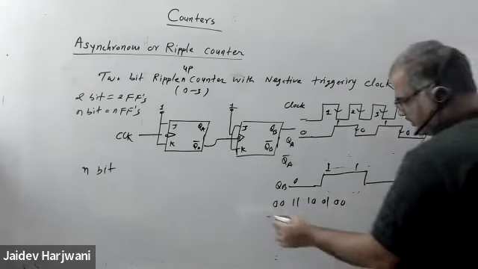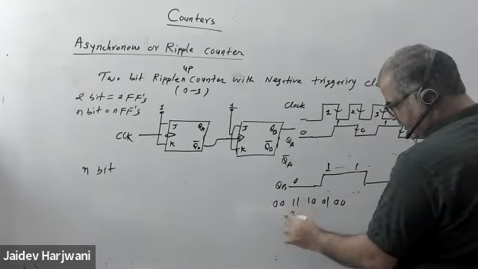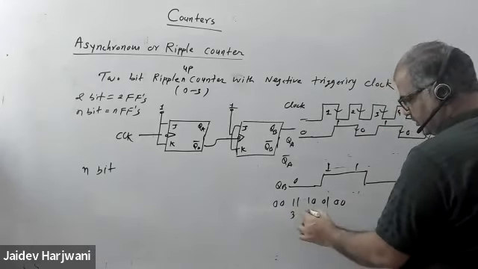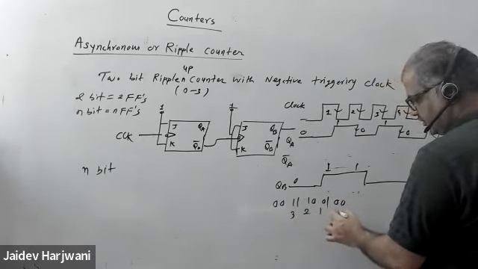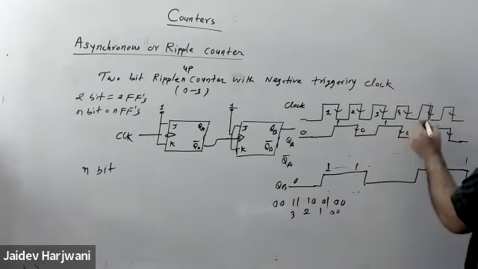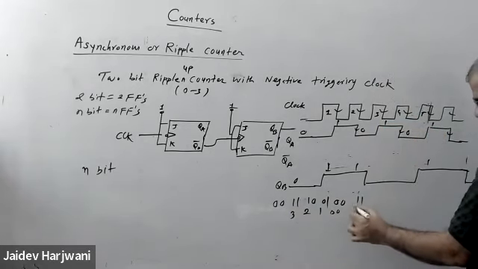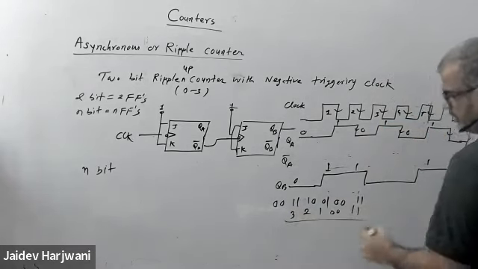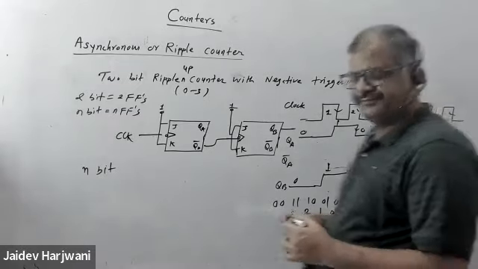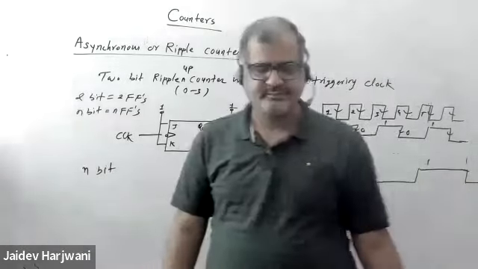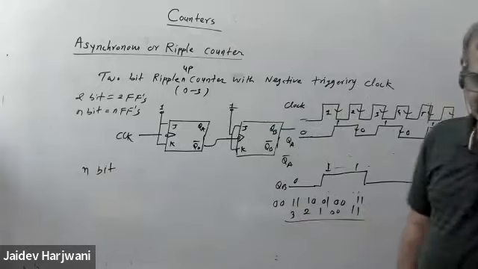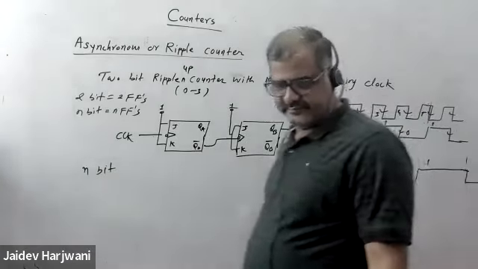So you are starting downward counting. You have 3, then you go to 2, then 1, then you go to 0. Now if you see, after the fifth clock, this is 1 and this is 1. So again 1 1, again 1 1. So this is your ripple down counter. I hope this is clear.